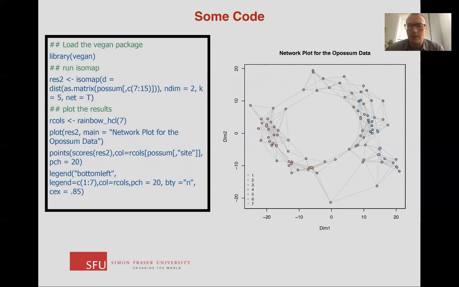So I recommend using that, but feel free to explore other implementations. So here I've run it on the possum data. I've chosen to embed it in 2 dimensions, and I chose my number of neighbors to be 5. Net equals true means that when I plot it, I want to see the network. I think the network plots are pretty interesting, as it gives you an idea of how this was actually done. So now down here I plot the results.